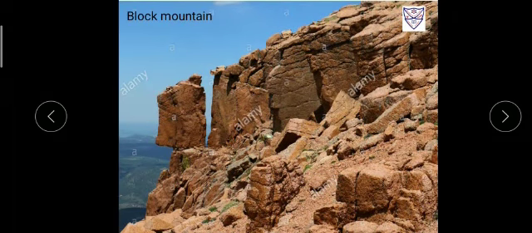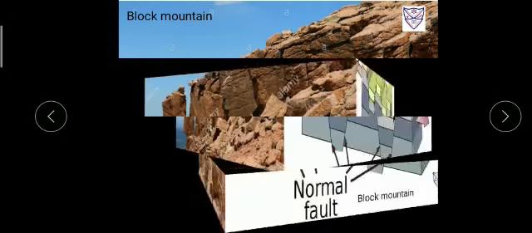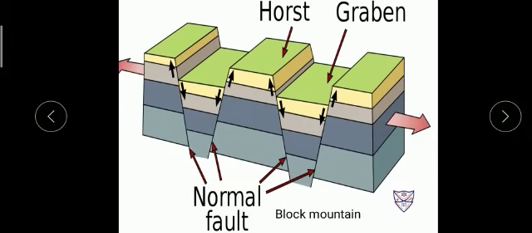Now this is the block mountain. Block mountains are when something blocks. But how does it happen? Let us see. The mountains are already there, correct? But when you get a gap between them, at that particular time this part is pushed up, and it is called a block mountain.